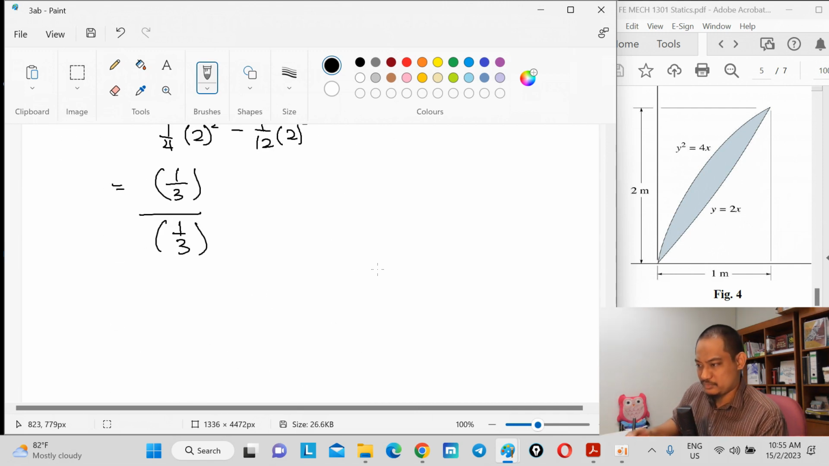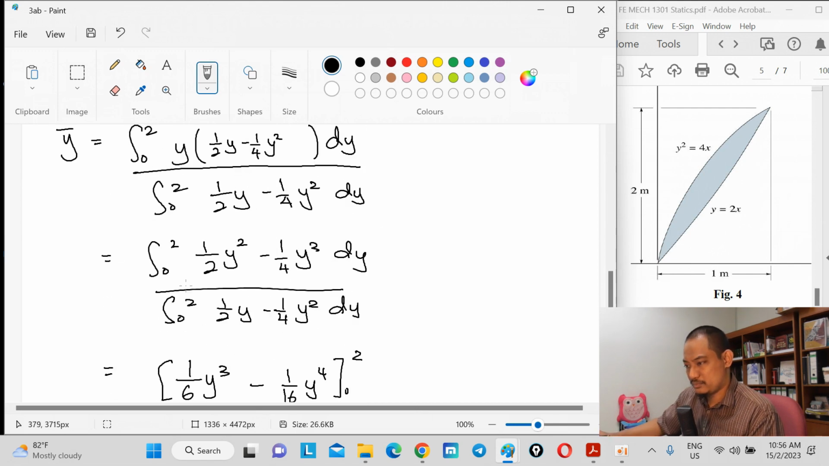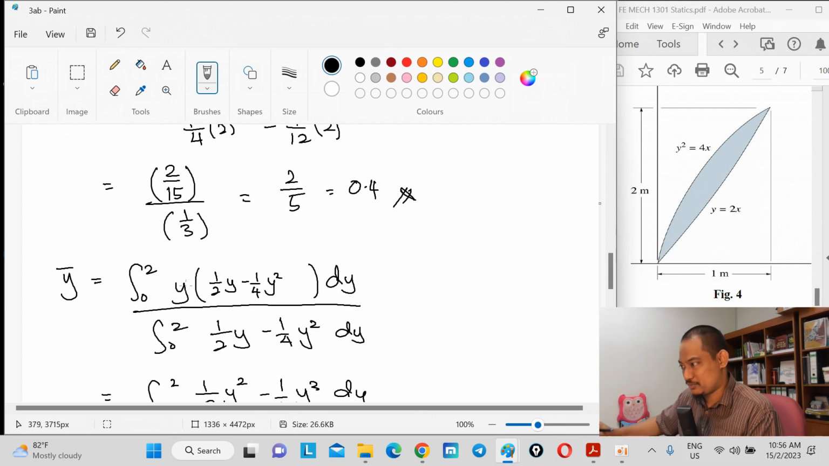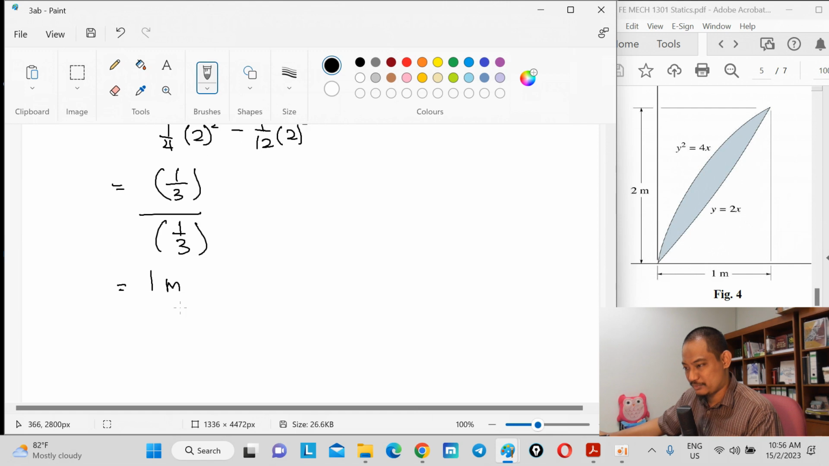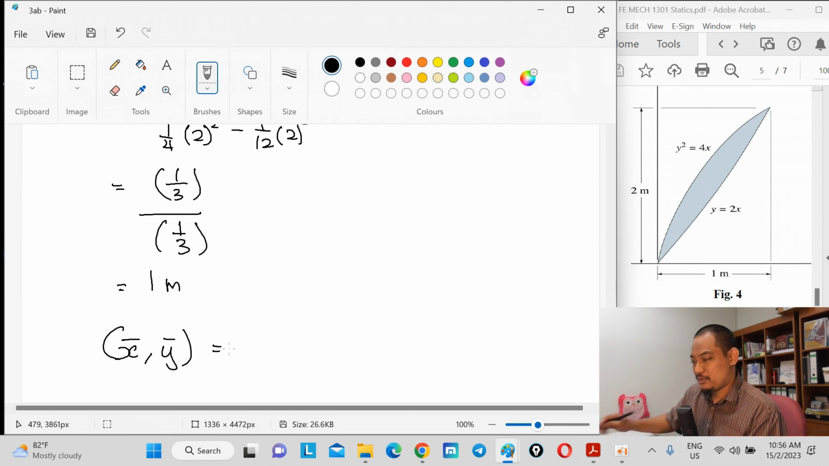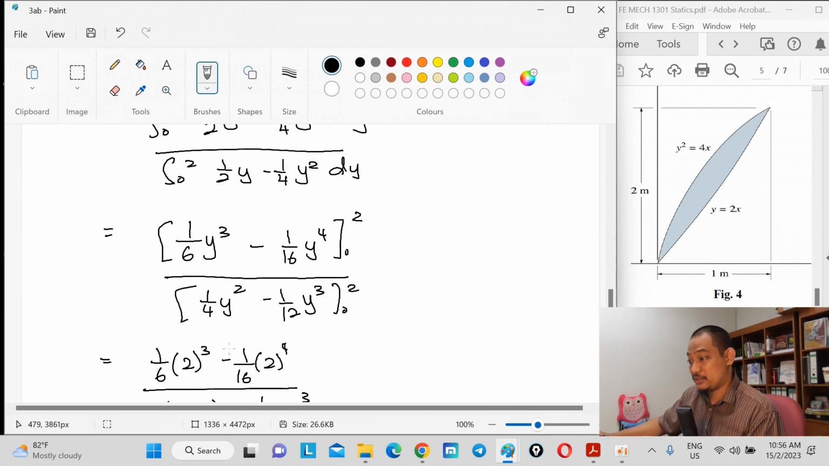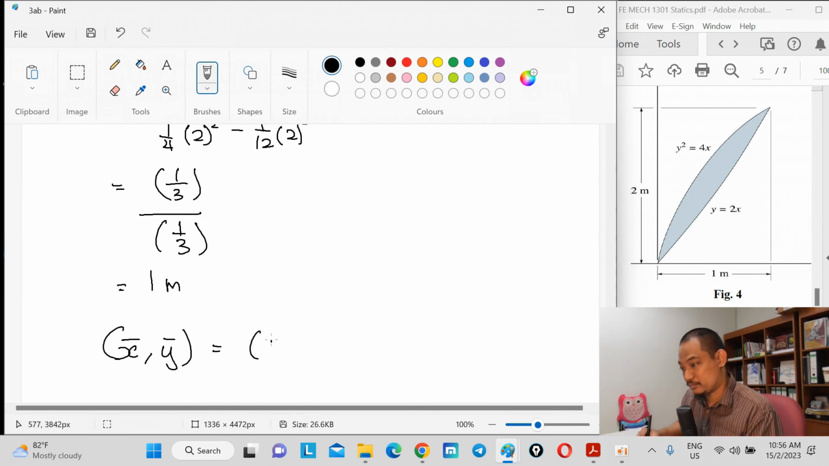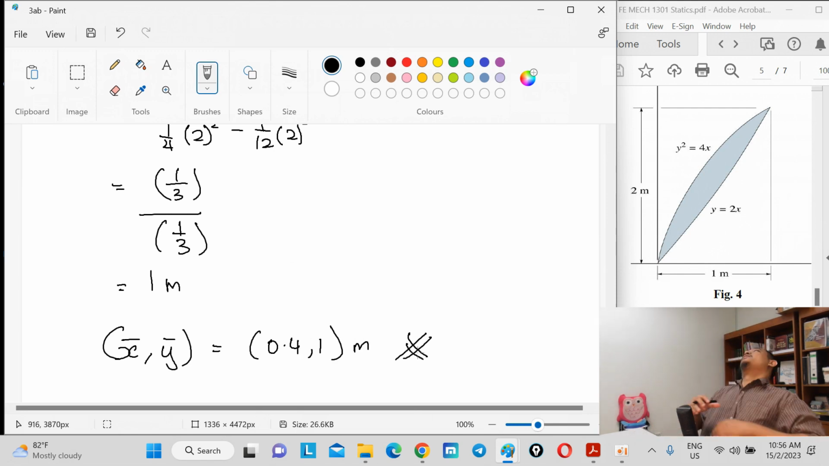Oh, is it 1 meter? Okay, my processor is so slow that I thought of something else. Okay, in this case, what am I doing? x, y equals 0.4, 1 meter. That's the answer.